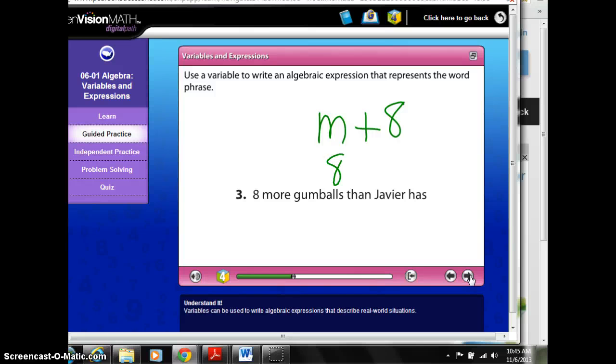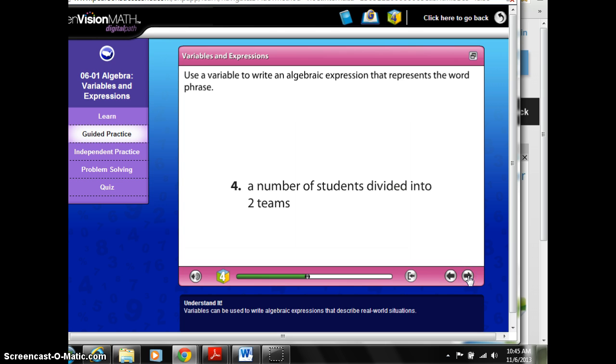Now, is this the same thing? Sure it is. A number of students divided into 2 teams. Dathan? Let's not use X. I hate X. Z. Okay, Z again. Would that be students divided into 2 teams?